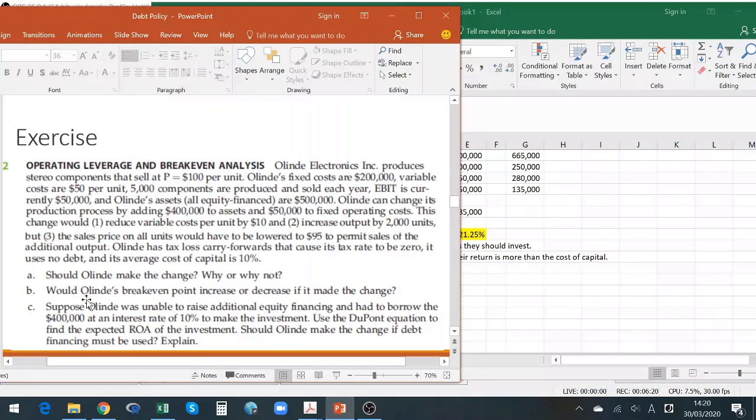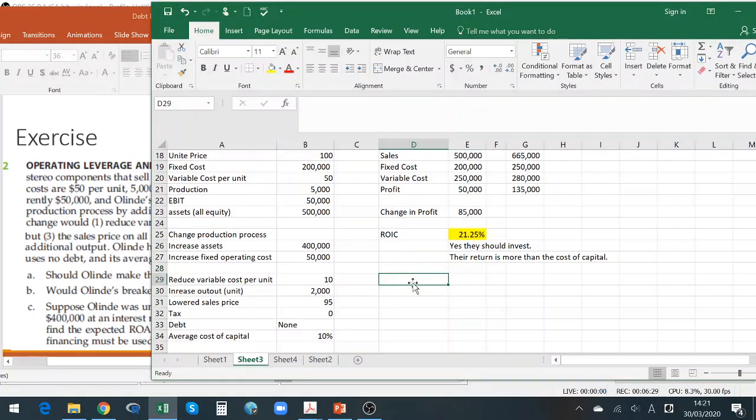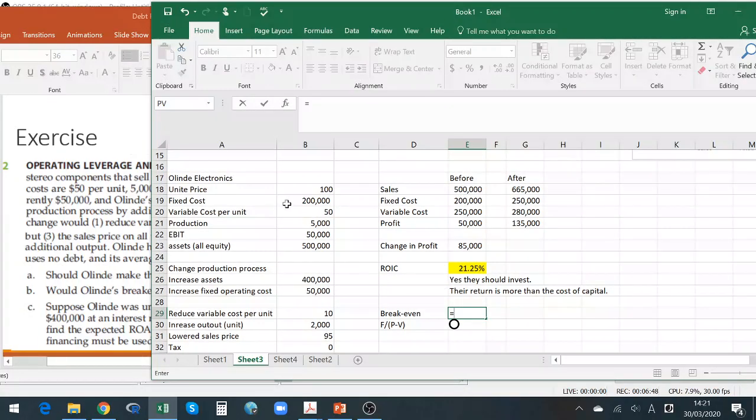Next question. Would the company's break even point increase or decrease if it made a change? So break even. You already know how to calculate break even. The formula is fairly easy, but I'll type it again. Fixed cost divided by price minus variable cost. So before, how much is the break even? How much is the fixed cost? It's this, divided by unit price minus variable cost. So break even is 4,000.